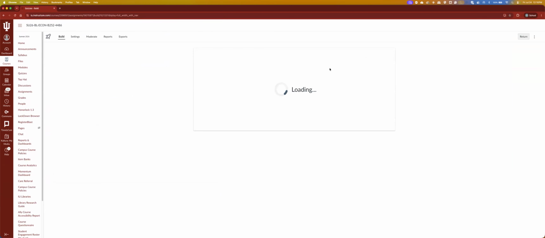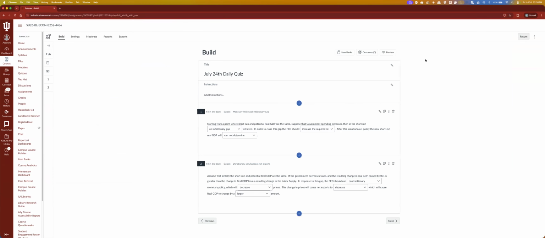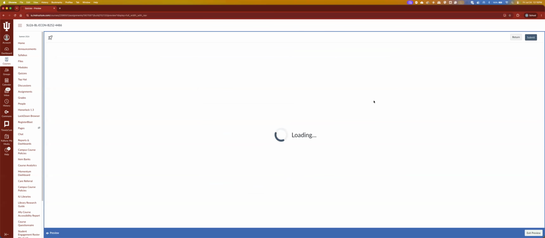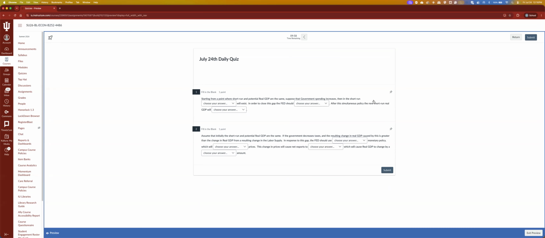Okay. So we'll go here and think about two different questions. I think the first one will be a little bit easier. So let's walk through these. Let's say we start out from a point where there's no gap that exists. We then think about if the government increases spending, in the short run, what's going to happen? Are we going to see an inflationary or deflationary gap? And then in response to that, what should the Fed do? And if these policies are engaged at the same time, what's going to happen to short run GDP?